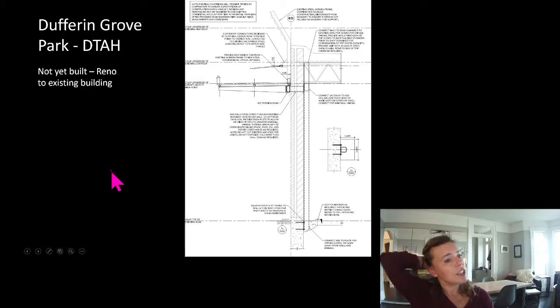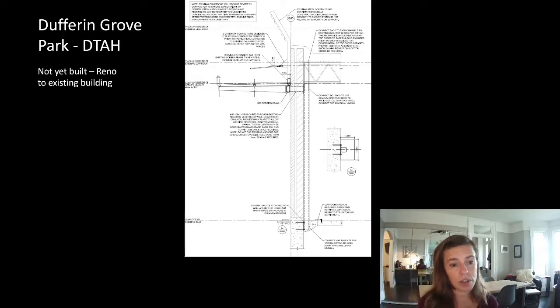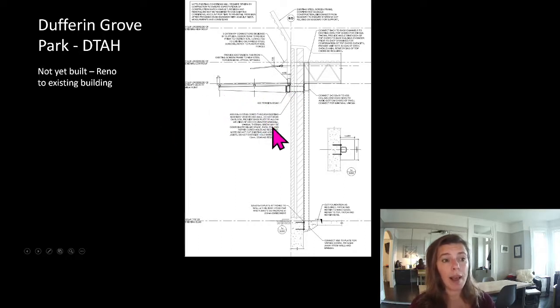All right, so another project I am doing with DTAH, it's under construction right now, a hotly contested project because it is near and dear to the local population, and that's the Dufferin Grove Park renovation. This is a beloved structure that the community very much makes use of, and so this has been a highly scrutinized project, but also with very high demands by the client, which is the City of Toronto. One of the mandates was a very large canopy around much of the building.